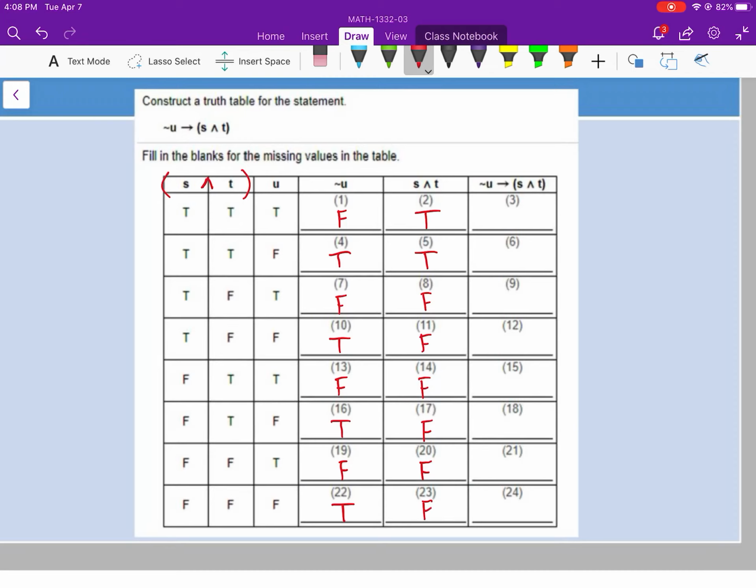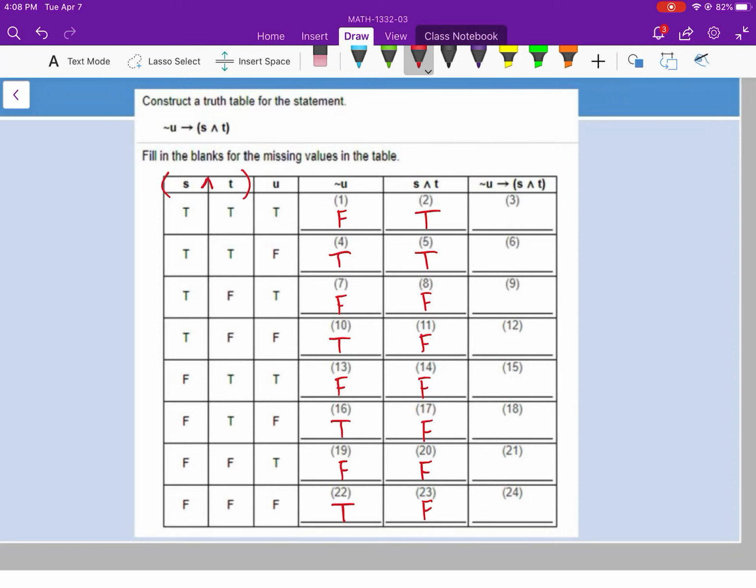And false is false. Now, don't get that confused with or, because remember, or can have a true in either one. Either S or T can be true, and it makes the whole thing true. With and, both of them have to be true for the whole thing to be true.